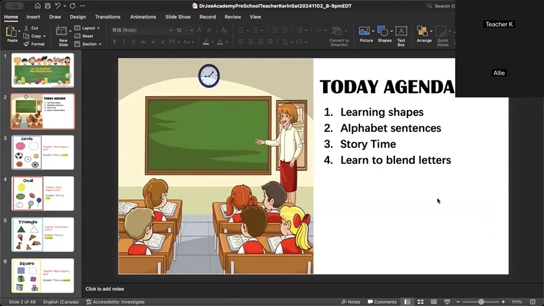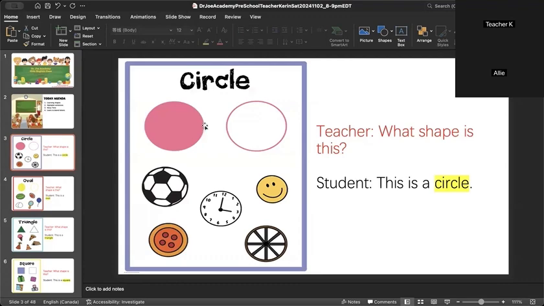All right? Okay, so today we're gonna learn about shapes, alphabetic sentences. We're gonna read story time and then learn about blending letters. Are you familiar with your shapes? So what shape is this then? Circle. Okay.